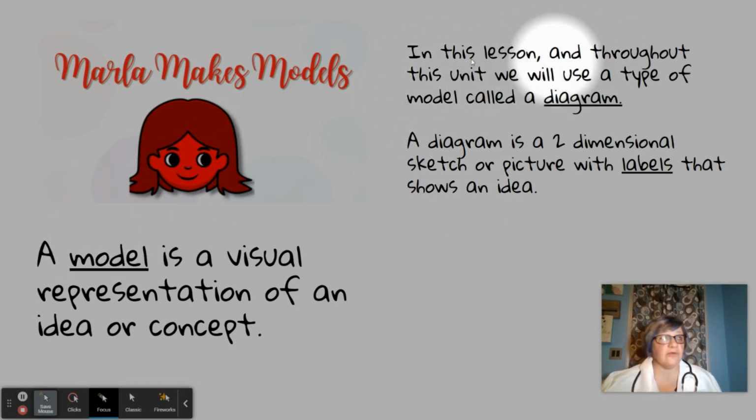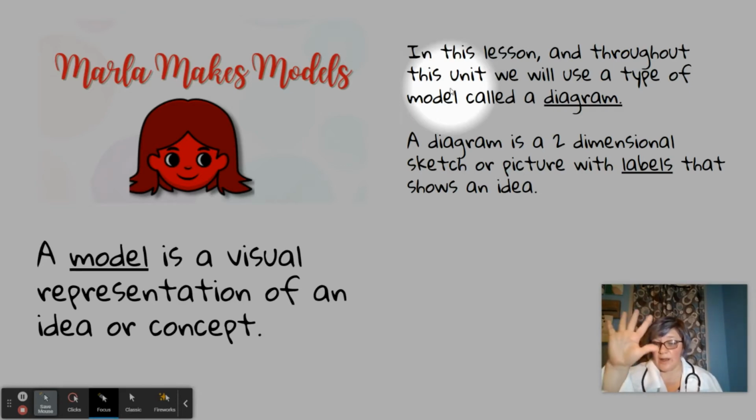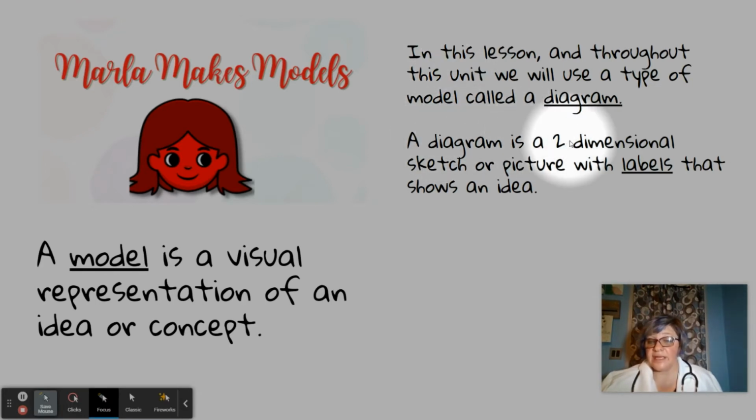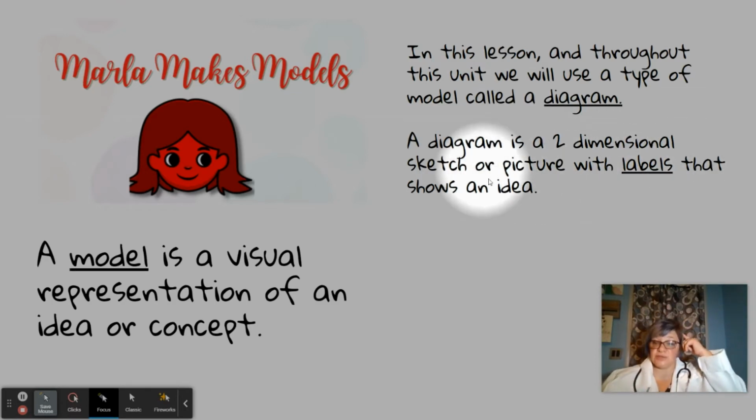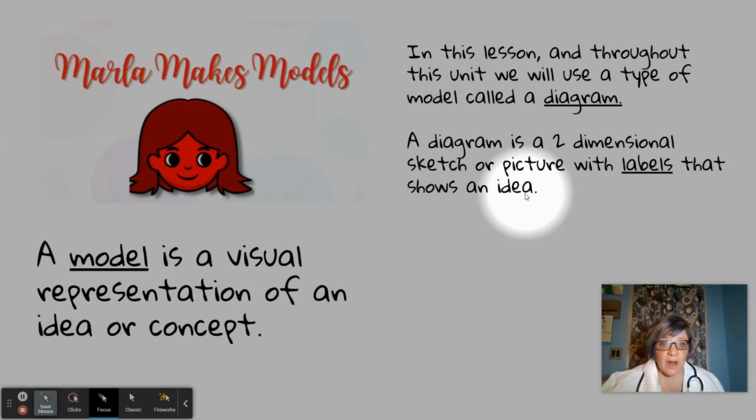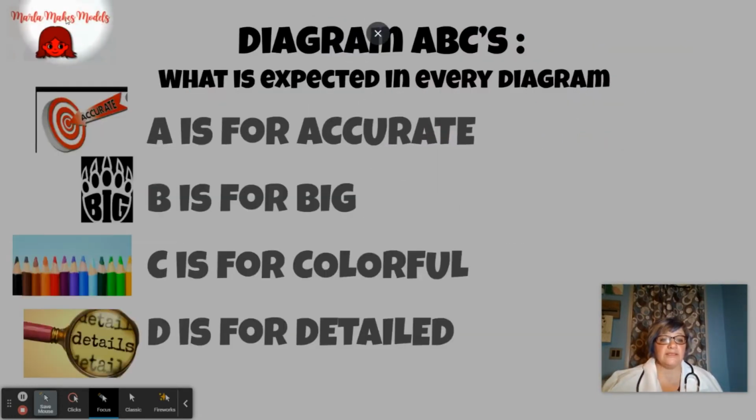In this lesson and throughout this unit, we'll use a type of model called a diagram. A diagram is a 2-dimensional sketch or picture with labels that shows an idea. It's a type of model, and it's 2D, it's flat, it's paper. Okay, so it's a paper model. Marla is here to show us the ABCs of diagrams. So first, on your notes, you're just going to fill in what each one stands for, and then I'm going to go through each one more specifically, and you'll fill in underneath your notes.